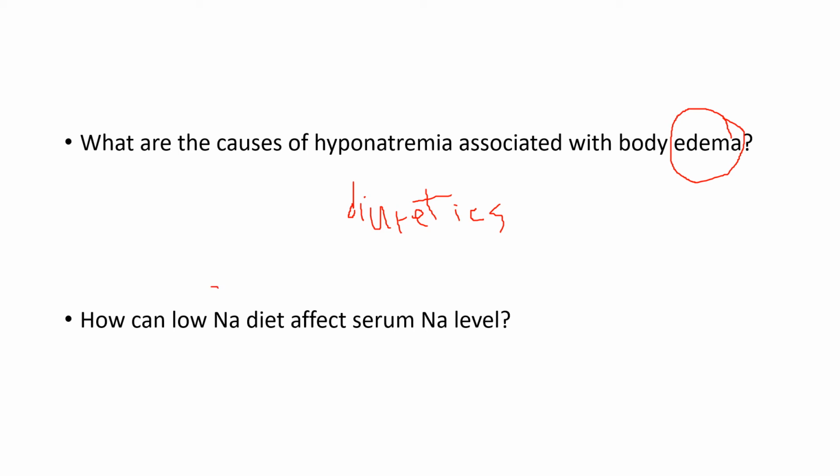السؤال اللي بعده: how can low sodium diet affect sodium level? Low sodium diet will produce hyponatremia. What is the mechanism? The mechanism is as follows. The solute, which is the sodium, is essential for water loss by the kidney. In the presence of low sodium diet, there will be water retention, subsequent dilutional hyponatremia.